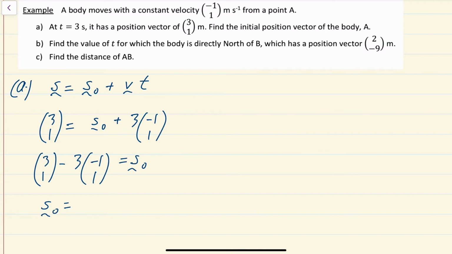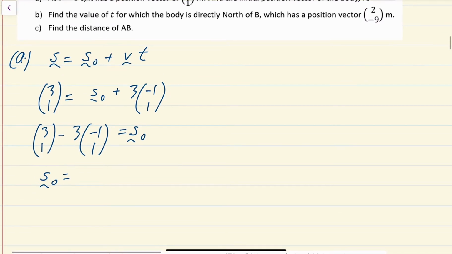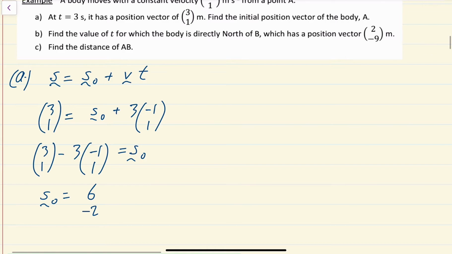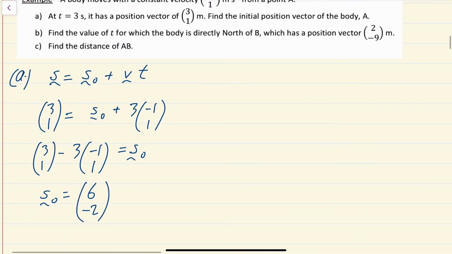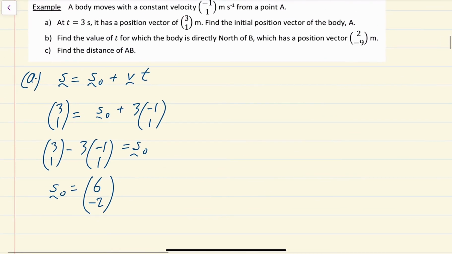So my S of 0 is going to be equal to, if you just do that, 3 minus 3 times -1, that's going to be 3 plus 3, that's going to be 6, and 1 minus 3 is going to be -2. So that's what you've got. Okay, so find the position vector of the body at A.